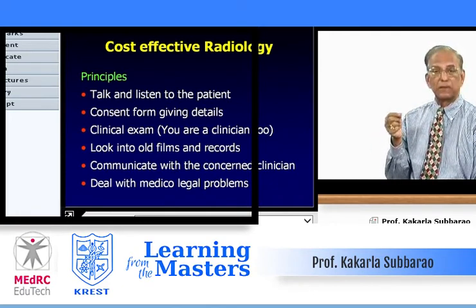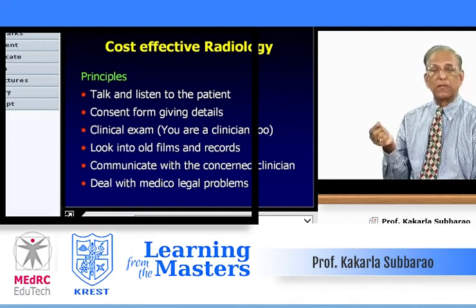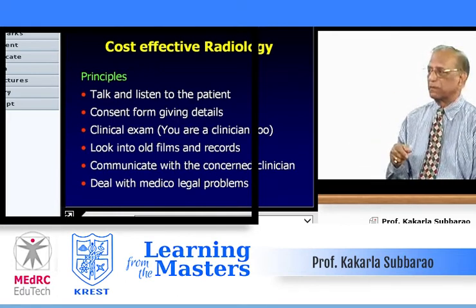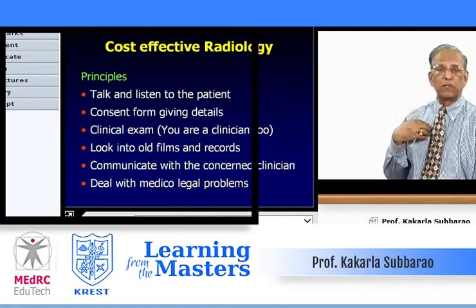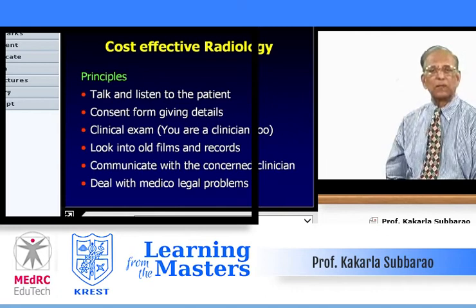Clinical examination: although you are a radiologist, still you are a clinician first. You have got your MBBS first, and only then your MD or DMRD in radiology. So talk to the patient, make a clinical diagnosis, and then try to correlate with the radiological findings. If there are old films, look into old films, because supposing there is a patch in the lung, immediately don't think it's an acute type of tuberculosis. It may have been there for years. He may have been treated for tuberculosis. It may be a fibrotic lesion.